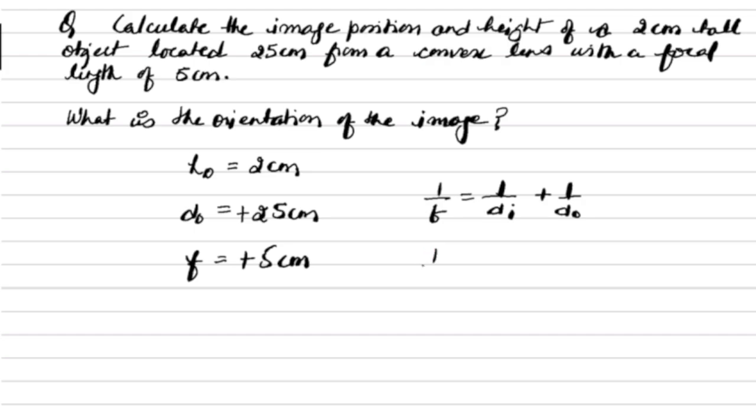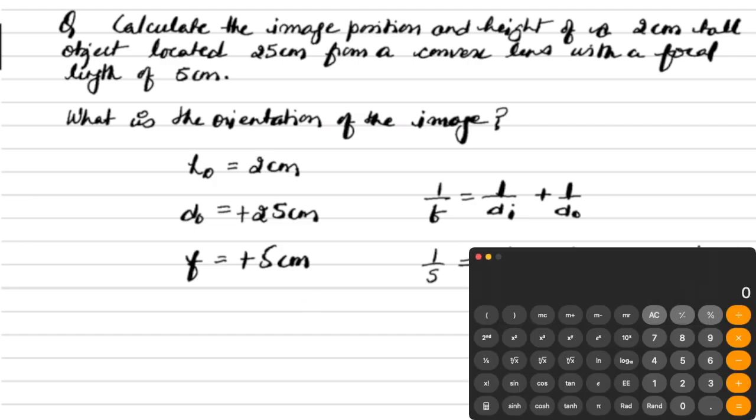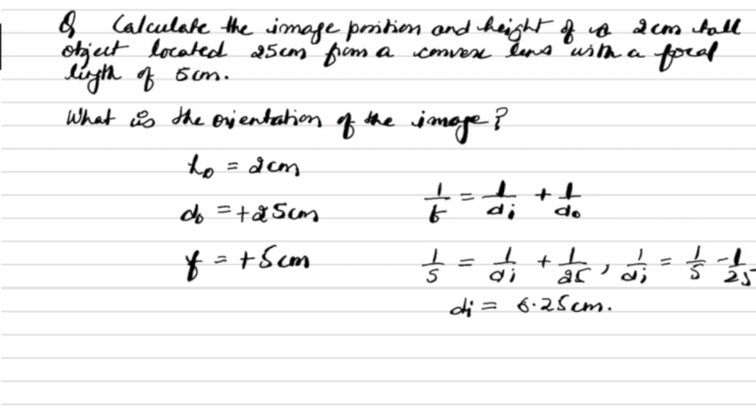And now let me calculate. 1 by f is 1 by 5, which is equal to 1 by di, that is what I need to calculate, plus 1 by do, so it will be 25. So 1 by di will be equal to 1 by 5 minus 1 by 25. And let's use the calculator here. 1 divided by 5 minus 1 divided by 25. And let's take an inverse of that so that we can calculate di, the distance of image. So di is coming as 6.25 centimeters. It is positive, so the image is real. Okay, that's done. So let's get rid of the calculator for a moment. We got the image position which they are asking in the question.